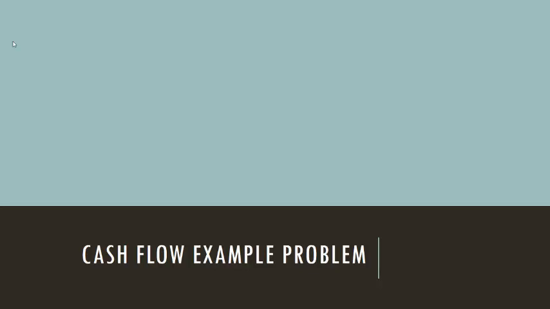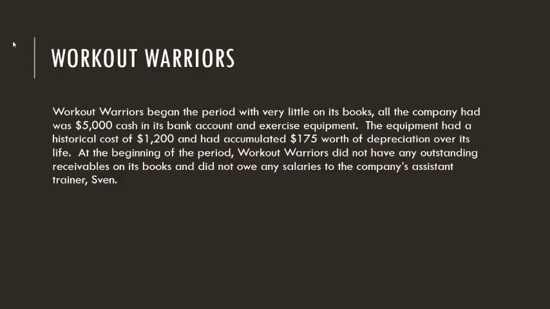And to put this concept into some moving numbers, I decided to use this following example for a company called Workout Warriors. And to take this to the very base level, make it as simple as possible, we're going to have Workout Warriors start the period with an unreasonably small amount of items on their books.